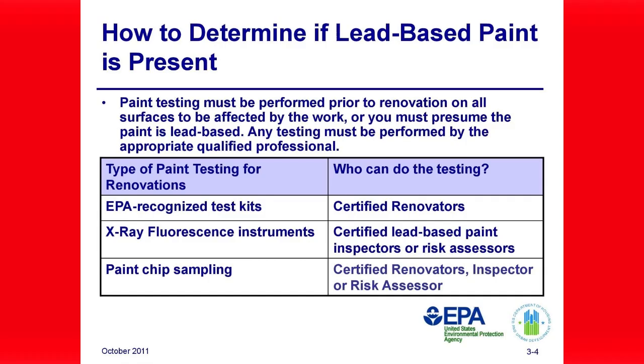Paint chip sampling. Both a certified renovator or inspector/risk assessor may use paint chip sampling as a way to identify if there's lead-based paint. So to review, an EPA-recognized test kit may be done by a certified renovator, but a lead inspector risk assessor may not use this as a way to identify if lead-based paint is present.